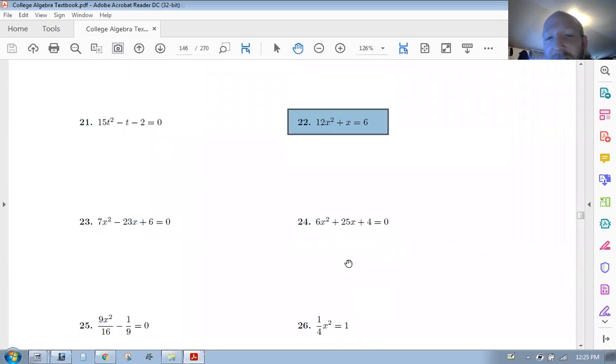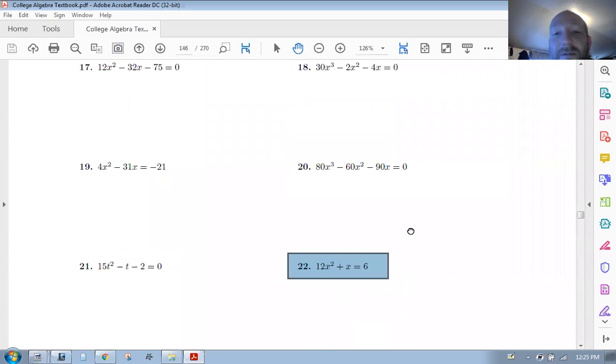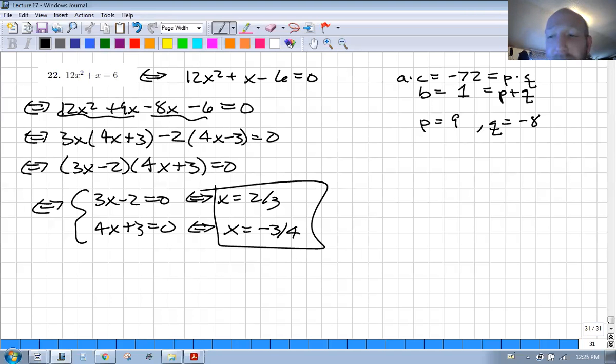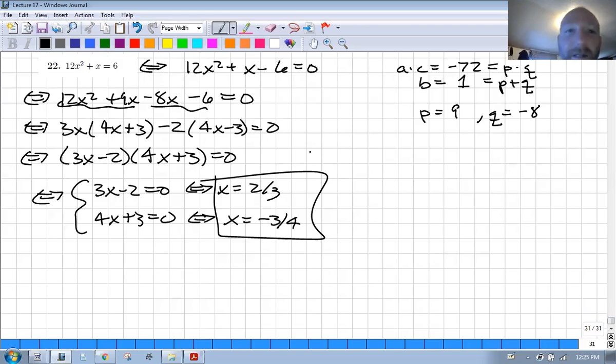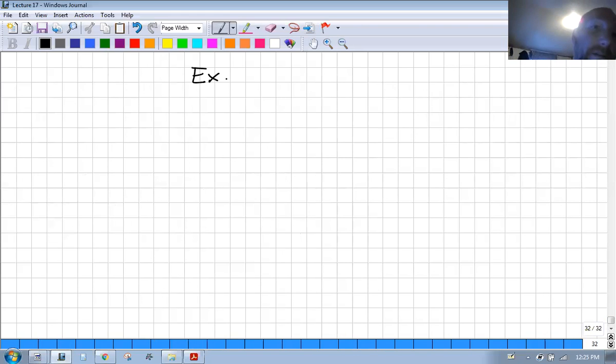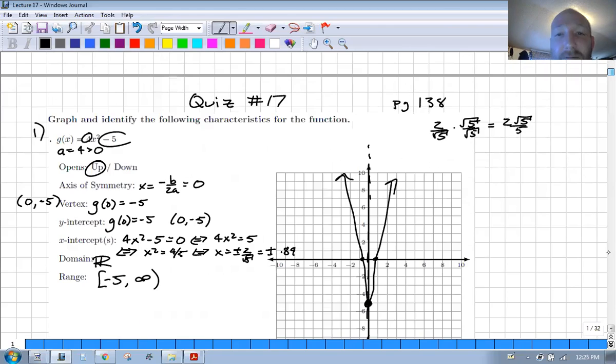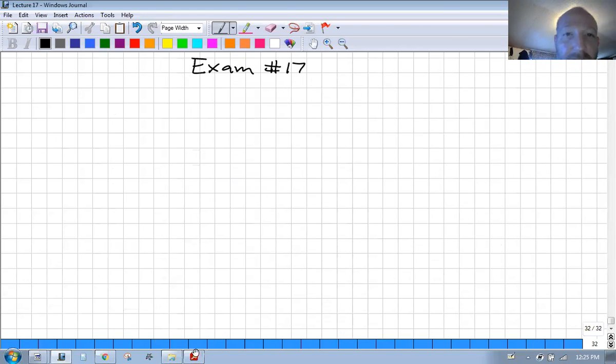So 4 more. I hate to end in the middle of the page here, but that's what we're gonna do. So let's do an exam. This is what, number 17? Is that right? That was 16, yeah. Exam number 17.